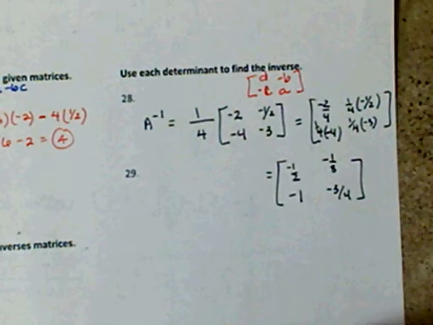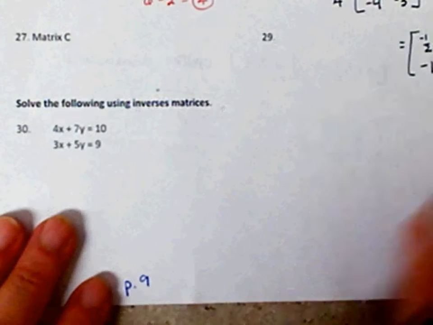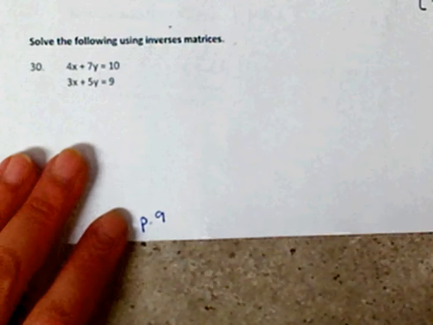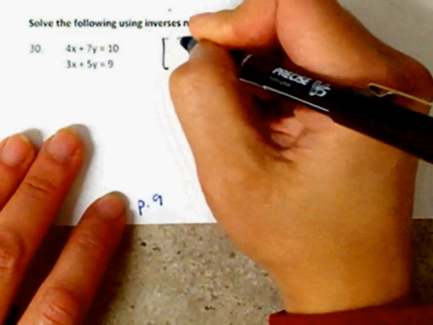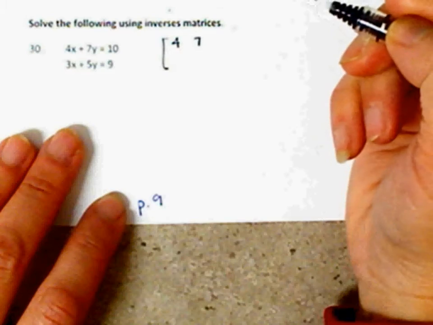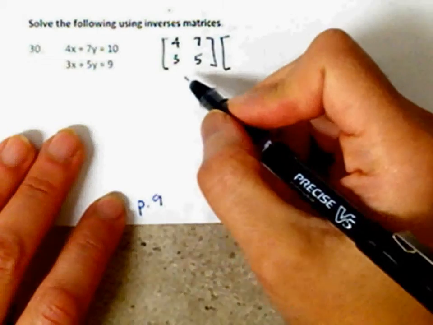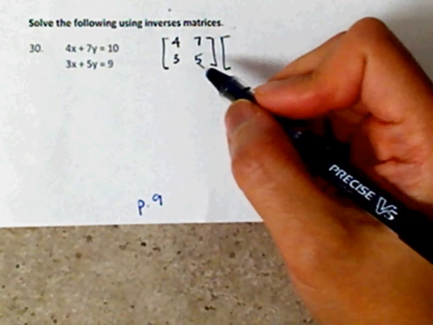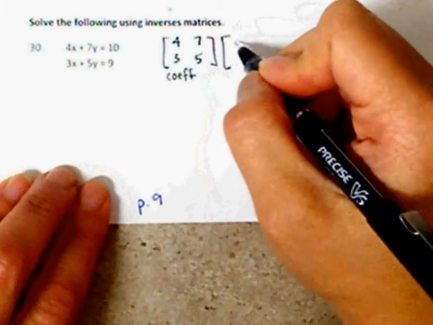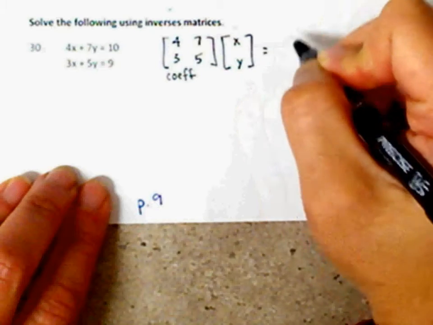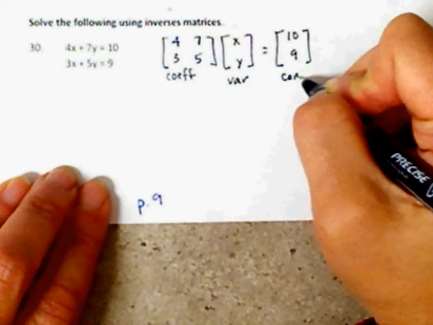I'm going to let you do part number 27 yourself. Number 30, you are to solve using matrices. First of all, you need to write this as a matrix. So how would you write that? So you would go 4, there's your x, 4 and 3, and your y is 7 and 5. This is called your coefficient matrix, in case you wanted to know, okay? Times your variable matrix is equal to your constant matrix. So this is your variable matrix, and this is your constant matrix.